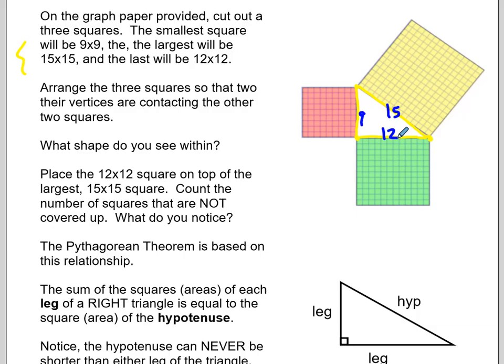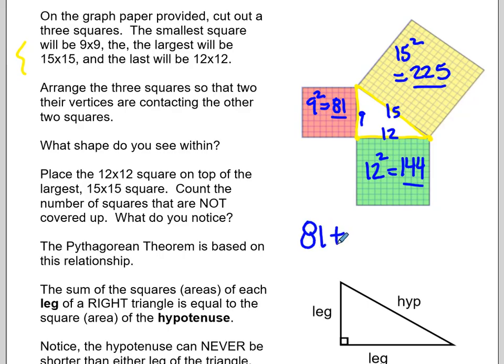When you look at this one here, this is 9 squared, which is 81. This would be 12 squared, or 12 times 12, which would be 144 little squares. This one here is 15 squared, which is 225. Now, if you look at those three numbers, 81, 144, and 225, there is a connection between them. If you add those two smaller shapes together, in terms of their area, they do equal the larger area. So you could pick up the green square and put it on top of the yellow square, and the remaining uncovered pieces would be the same number of squares as the red square.